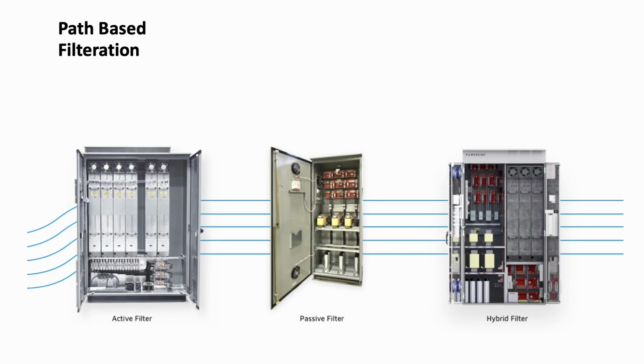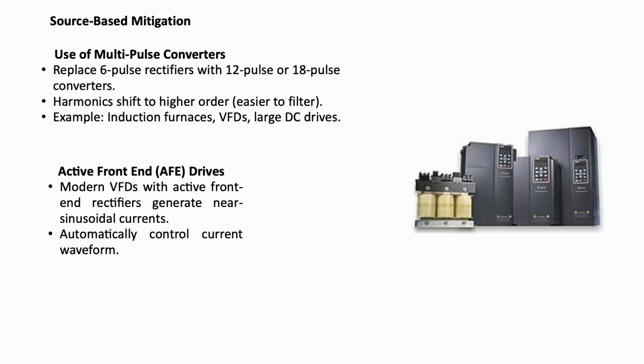So in short, path-based filtration means giving harmonics an alternate route to flow instead of letting them disturb your main power system. So now let's talk about source-based mitigation or source-based filtration. Now let's look at the second approach, reducing harmonics at the source itself.